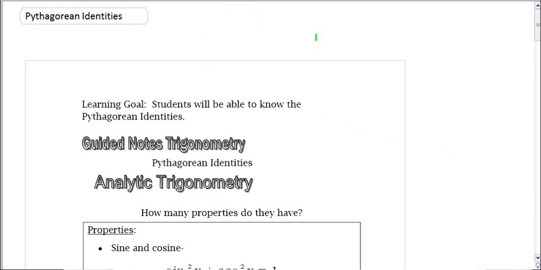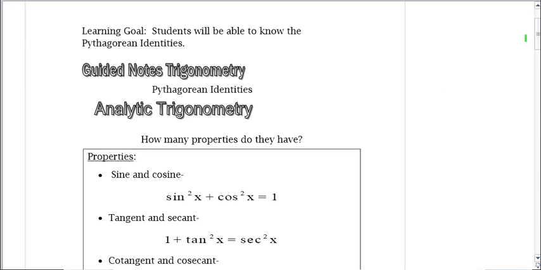Okay, today we're going to take a look at the Pythagorean identities. Let's go ahead and begin. Students will be able to know the Pythagorean identities. In fact, I'm hoping to show you how to basically derive them, if you will.